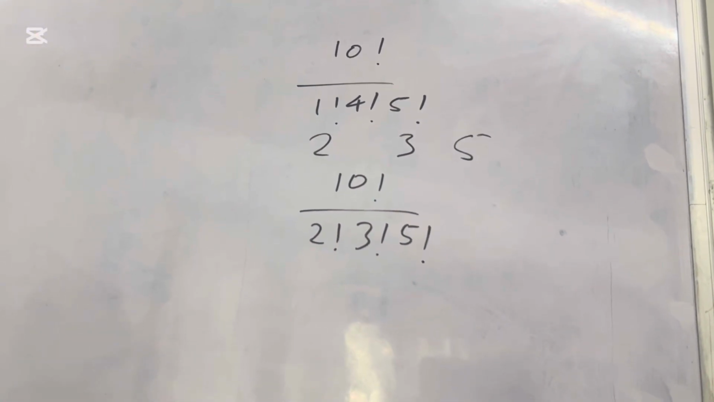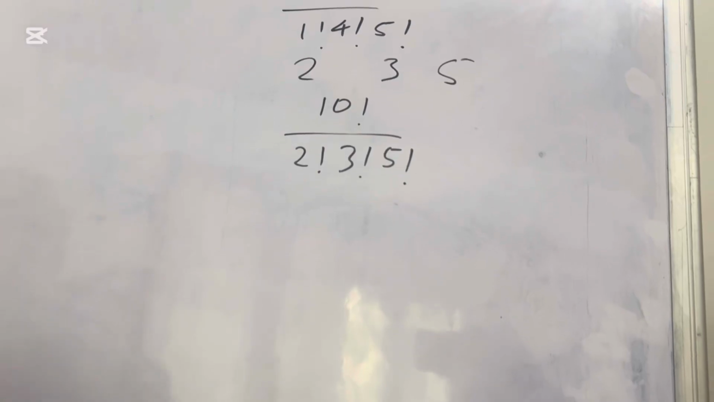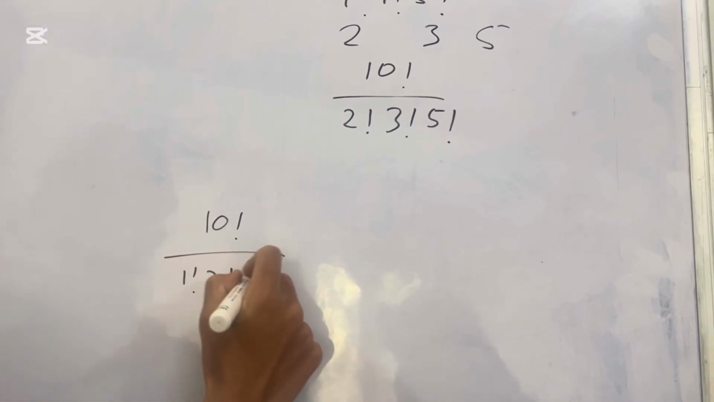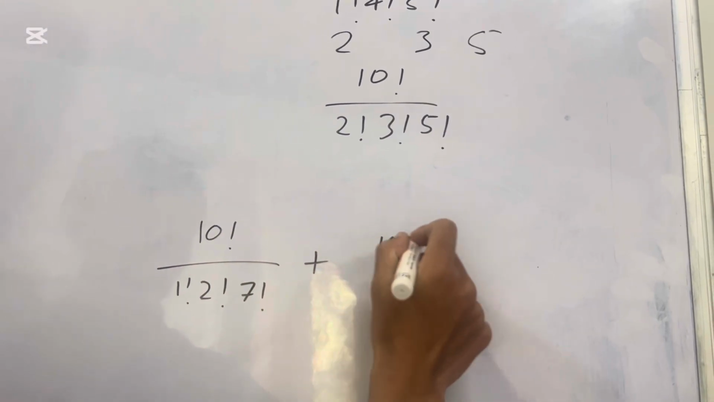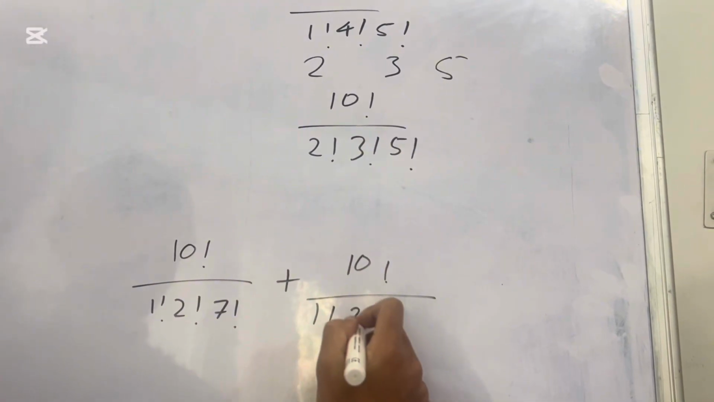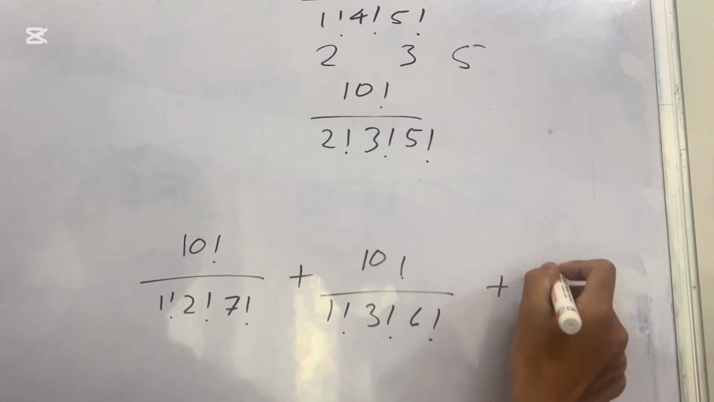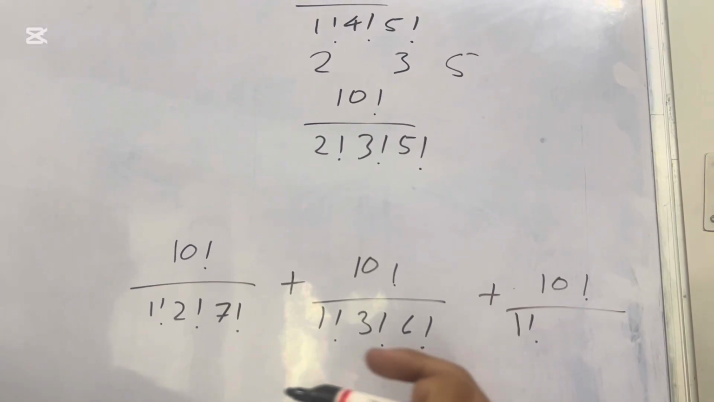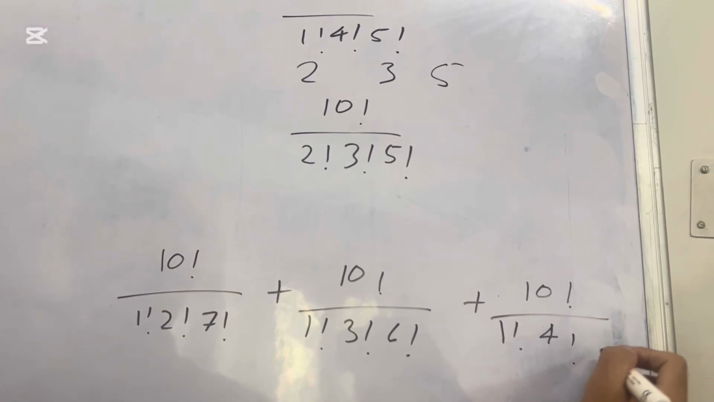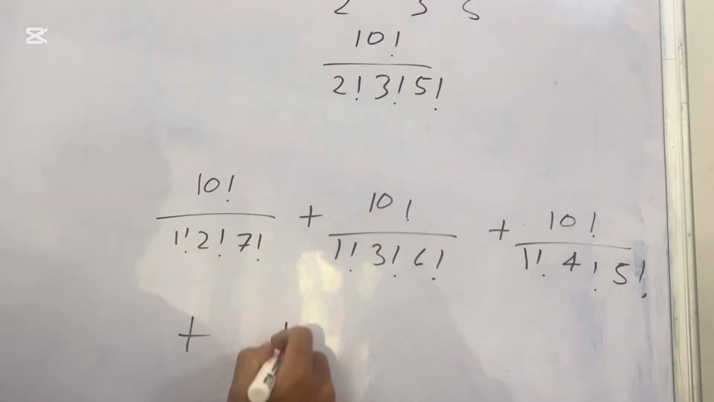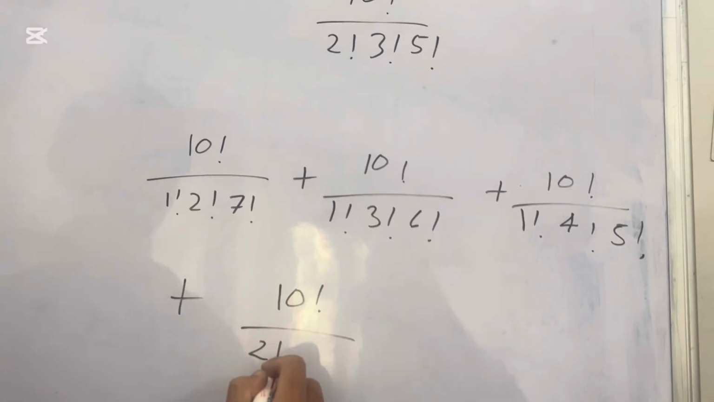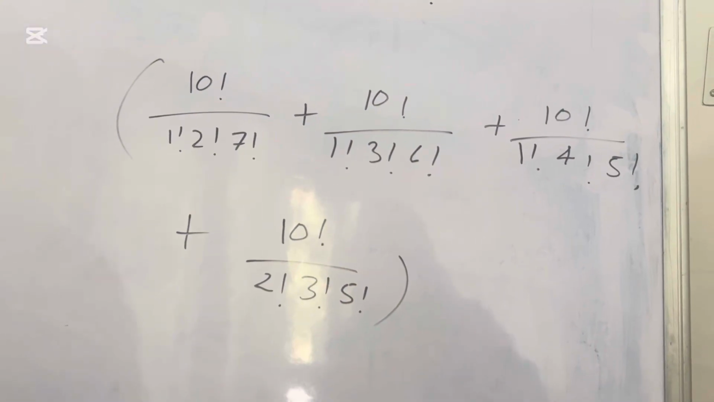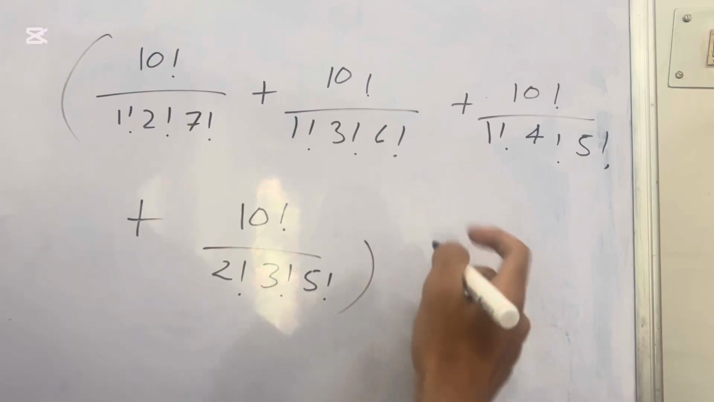So we'll add all of the numbers of cases. We add 10 factorial divided by 1 factorial, 2 factorial, 7 factorial, plus 10 factorial divided by 1 factorial, 3 factorial, 6 factorial, plus 10 factorial divided by 1 factorial, 4 factorial and 5 factorial, plus the last one, which is 10 factorial divided by 2 factorial, 3 factorial and 5 factorial. Now at the end, we'll multiply all of this by 3 factorial.